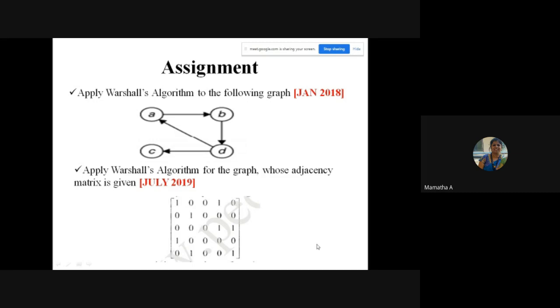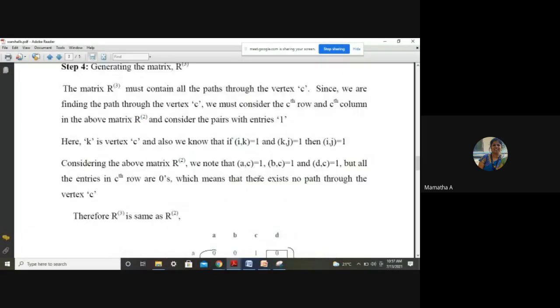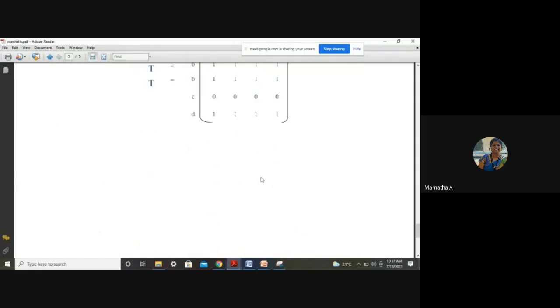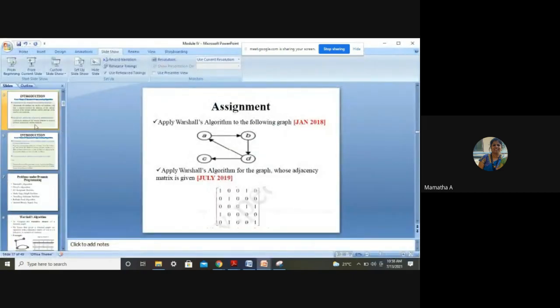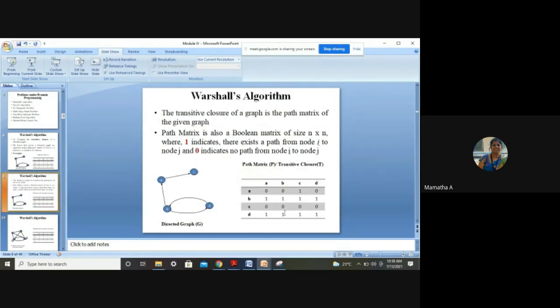Hope the problem which we solved gives the same answer that we had got earlier, right? See here. Second row and fourth row are all 1. In the first row, the third element is 1. I think we got the same answer in our example too. So you can verify it. Not a problem. Hope you have all got it.